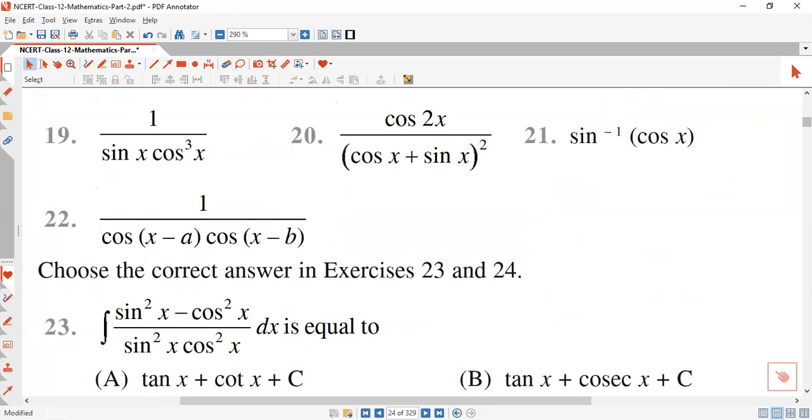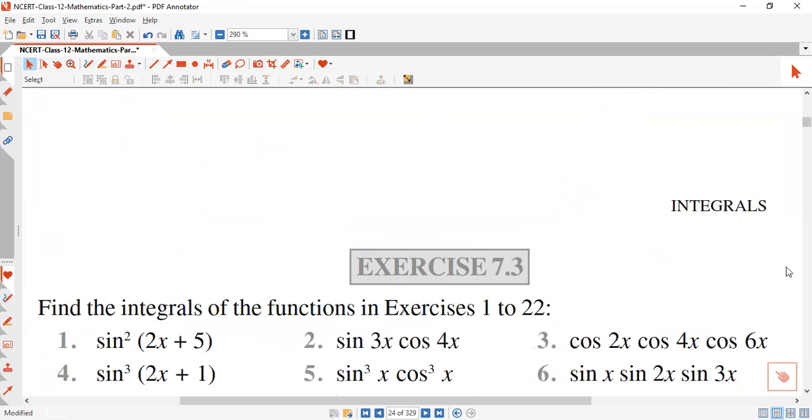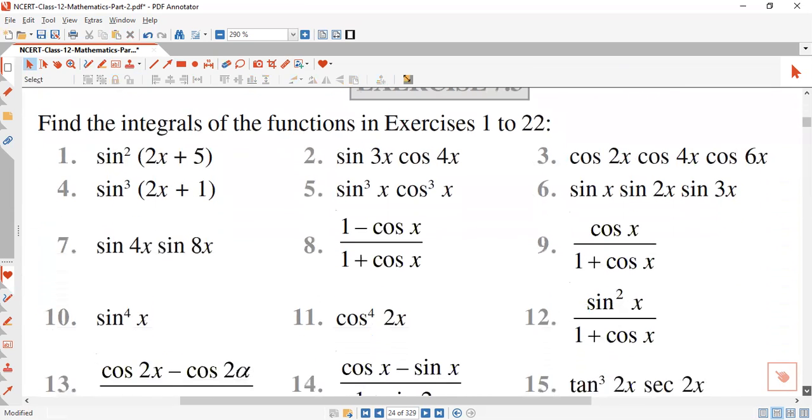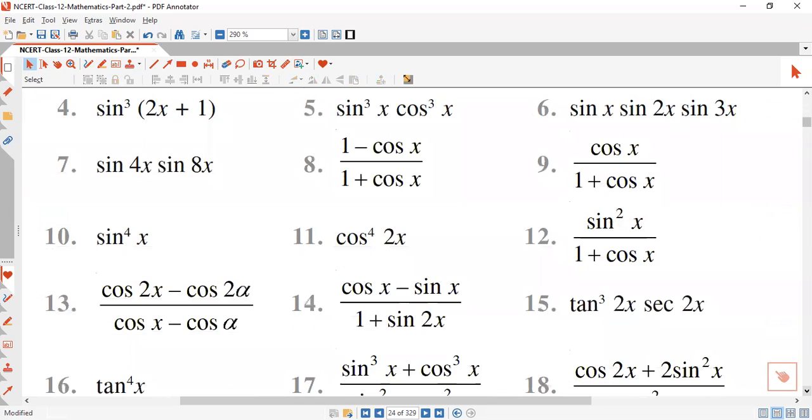So question 3 we have done. Now we want to do question number 4: integration of sine cube (2x plus 1). We don't have any direct formula for this one. So we know the sine cube based formulas are there. We use trigonometry only to solve this question.